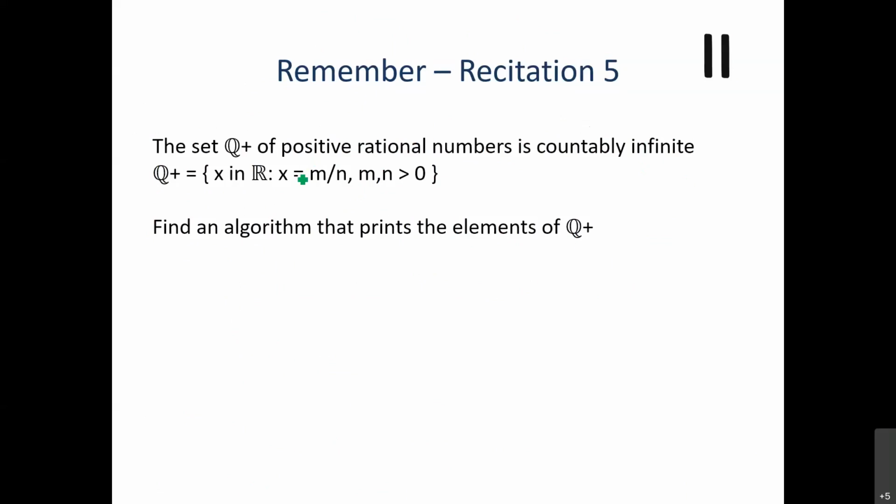So in this we were talking about it in recitation 5. It's just the quotients. So they're asking, find an algorithm that prints all the elements. Assume you are given m and n. Can you print all the possible values m over n? Can you find a way?